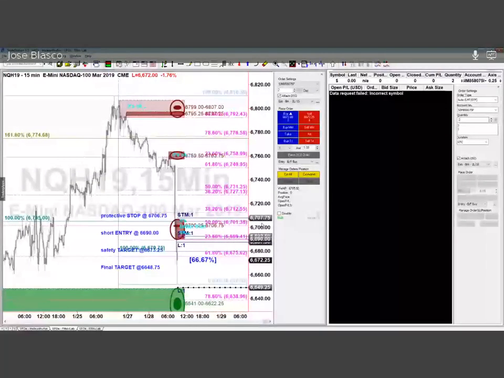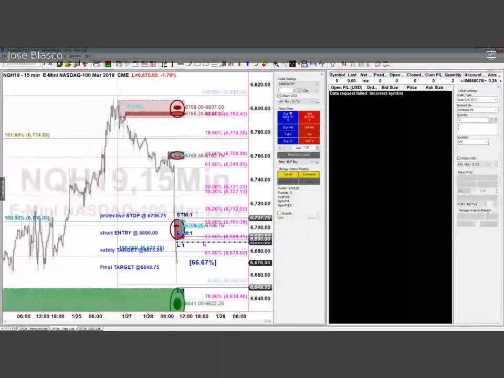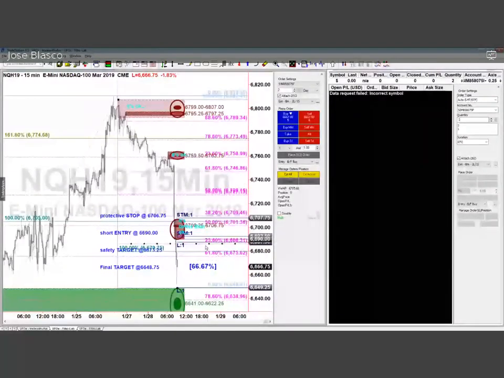Here we go. And then the safety target, we said I needed to be 73.20. So 5. Wait a minute. I just clicked on the wrong place, I believe. Yeah, I clicked on the fibs, guys. Sorry for that.